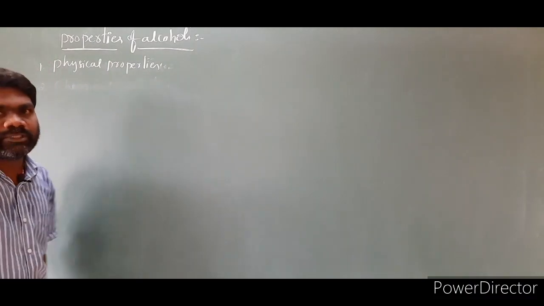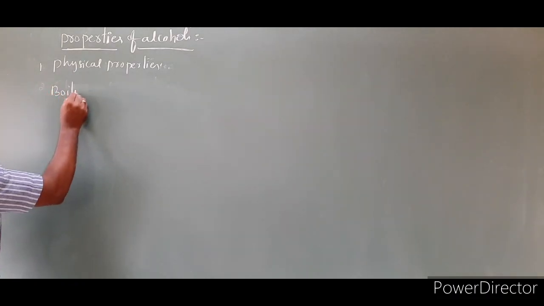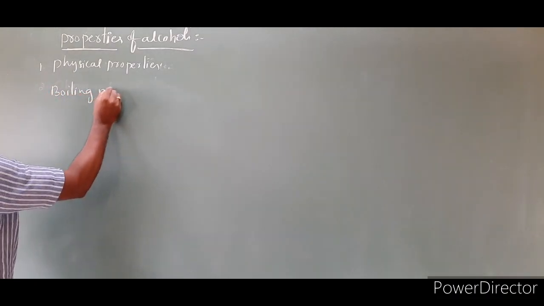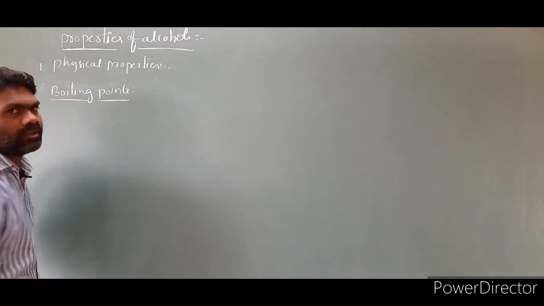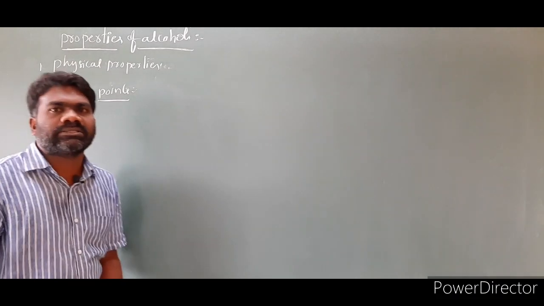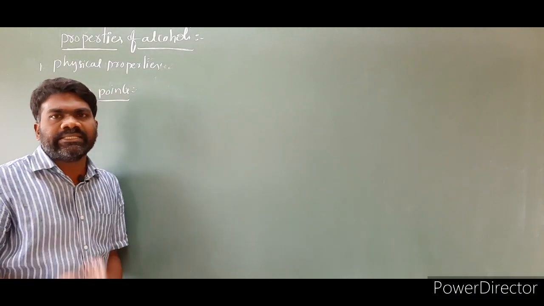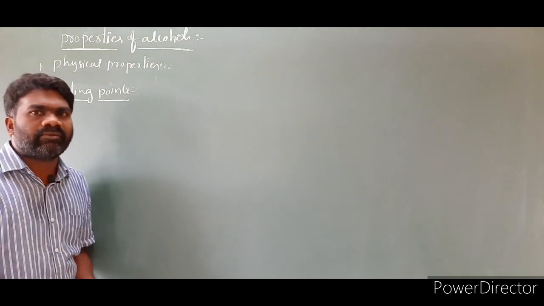In that the first one is boiling points. Now we will discuss boiling points of alcohols. In that, point number one, boiling points of alcohols increase with increasing the number of carbon atoms. Let us understand this point by taking one example.